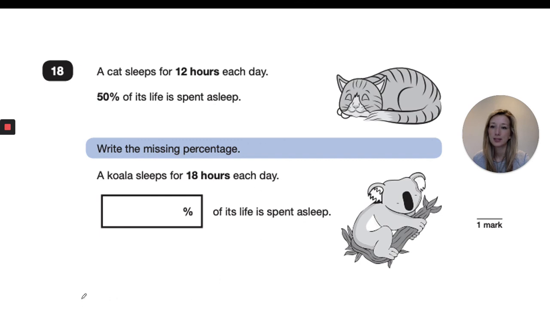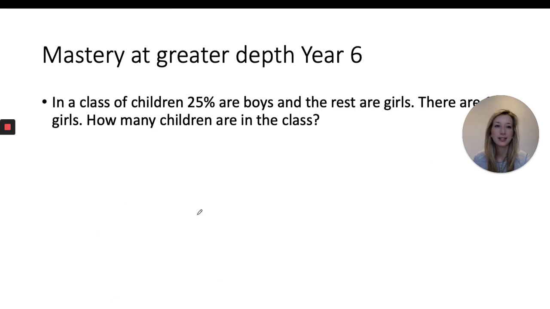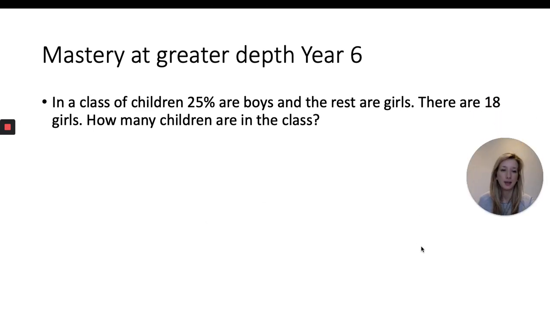And there's one last one. This one slightly differs from a SATS question, and it's a mastery question at greater depth for Year 6. So in a class of children, 25% are boys and the rest are girls. There are 18 girls. How many children are in the class? So feel free to pause and have a go at this question.